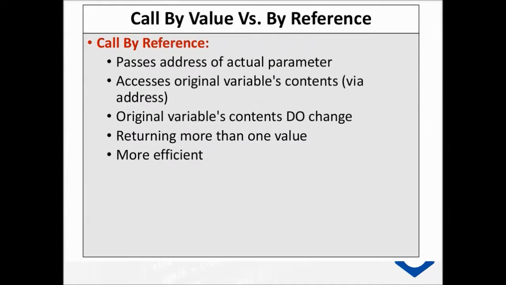In call by reference, instead of values, call by reference passes the addresses of the actual parameters. It accesses the original variable contents via addresses. The original variables' contents do change, it can return more than one value, and it is more efficient than call by value.